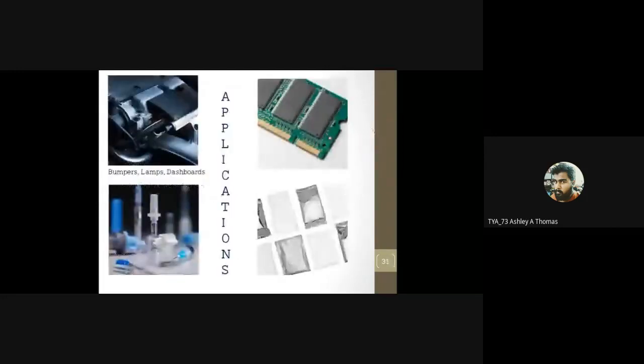Now look here. Infrared is preferred in case of electronics components, bumpers, lamps, dashboards, or where sealing is required in case of medical components. This infrared heating is preferred. Okay. These are the applications.